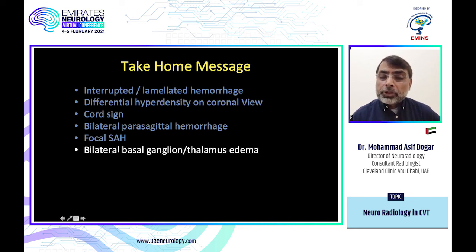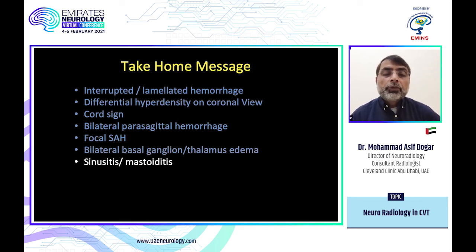If you have edema or hemorrhage in the bilateral basal ganglia and thalamus, look at the central veins. If you have sinusitis, if you have a sphenoid sinusitis, look at the cavernous sinus. If you have a frontal sinusitis, look at the superior sagittal sinus. If you have a mastoiditis, look at the transverse sinus.